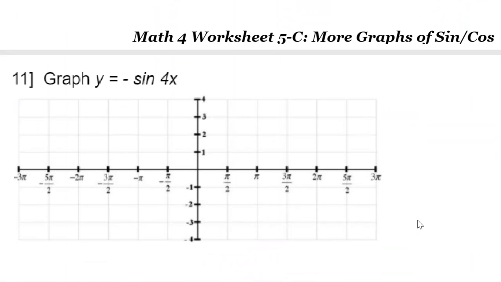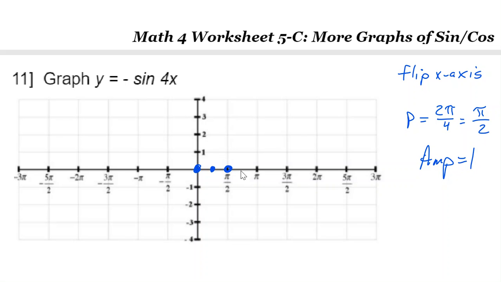Negative sine 4x. We know that we are going to flip on the x-axis. And we know that our period is 2 pi over 4, which is pi over 2. So we're not shifting up or down, so we start here and we stop there. That means halfway is right in between. And our amplitude is 1, which means instead of going up and then down, this is flipped on the x-axis, which means I'm going to go down first and then I'm going to go up. So I will do that. And all of this will happen within the first grid line here. So that is how we're going to continue, is to do that and do that.